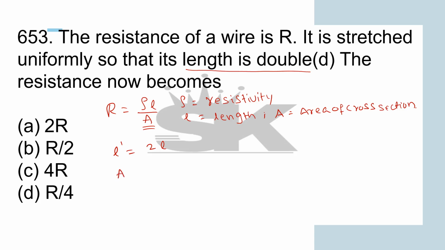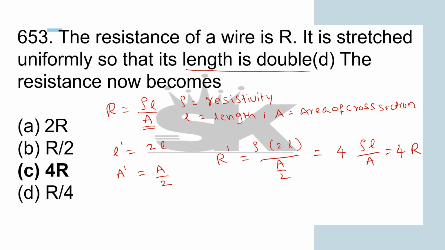So here new area is half of the area of the previous one. So new resistance is equal to rho into 2 times the L by A by 2. That is equal to 4 times rho L by A. That is 4 times R. So here the answer is C.